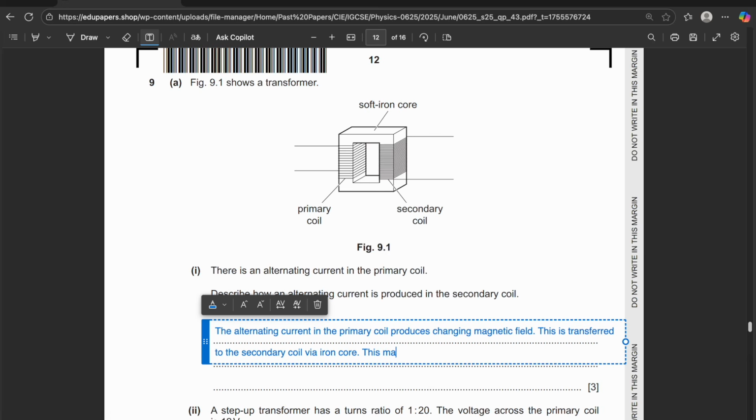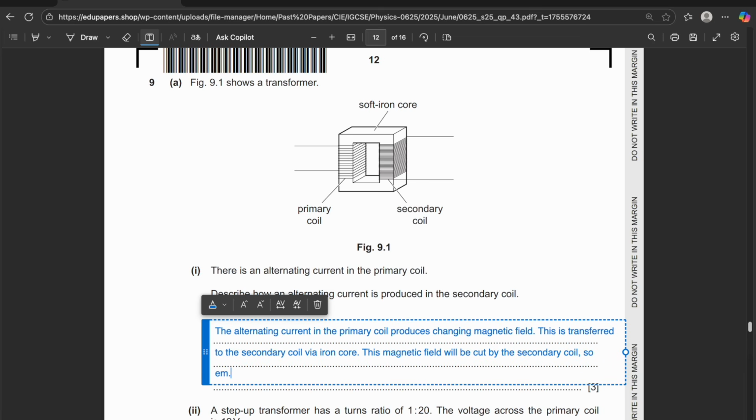This magnetic field will be cut by the secondary coil, so an EMF is induced.